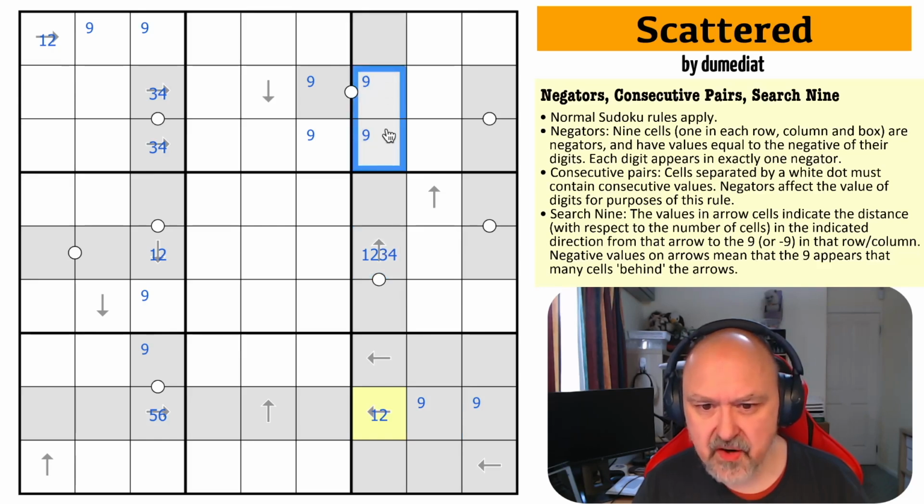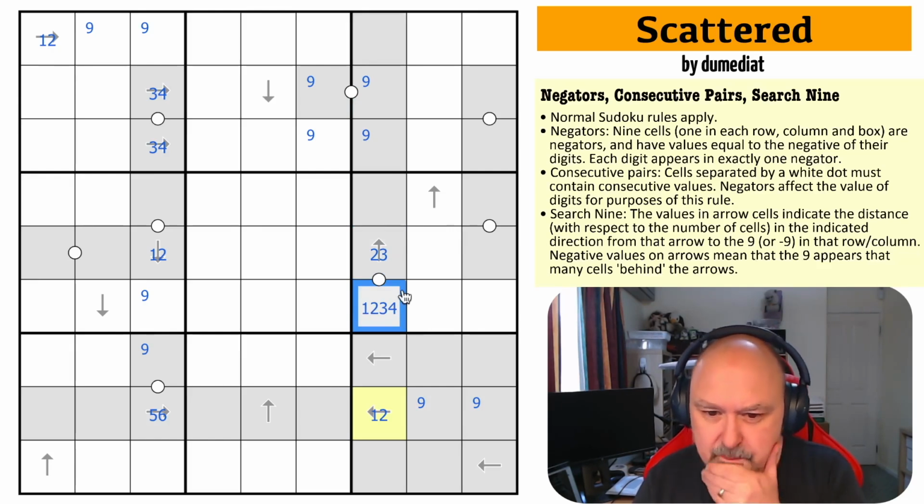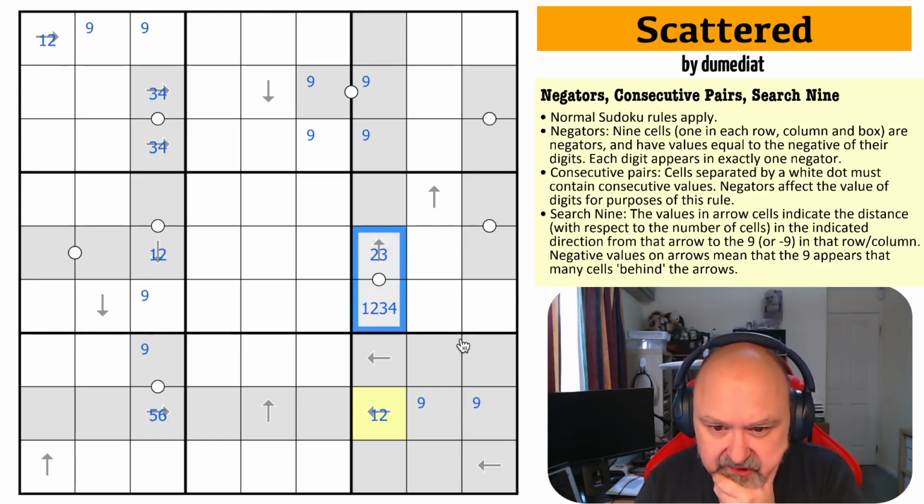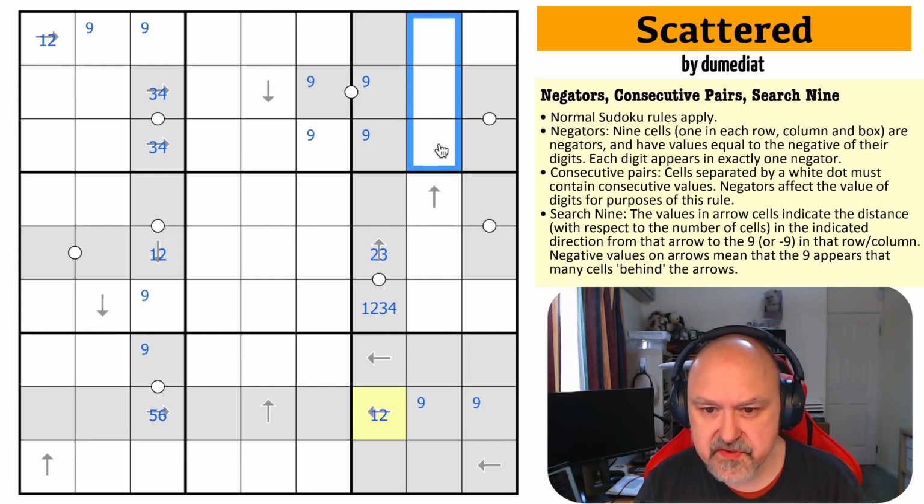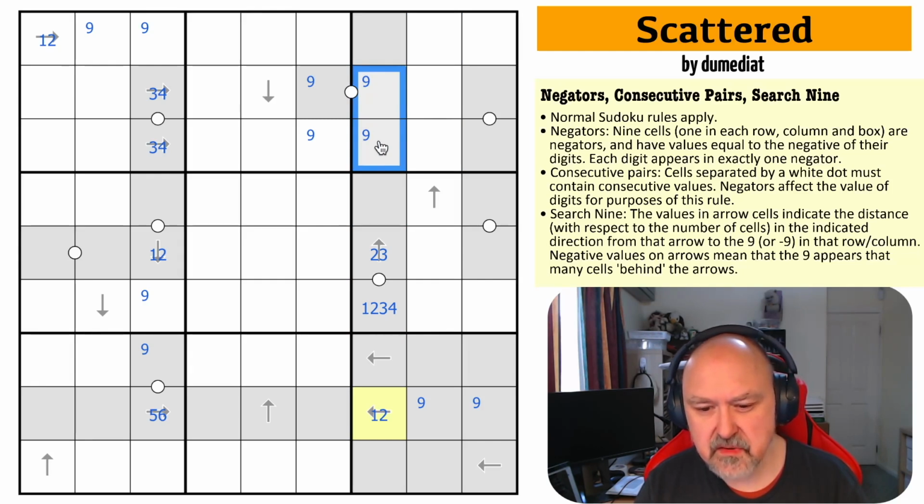Hang on, 9 is up here. This is not 1 or 4. This is 2 or 3. This is 1, 2, 3, or 4 because it has to be consecutive with the 2 or the 3. Nine can't be in any of those because 9 is in here in this box. Is that correct? Yeah, this 9 rules 9 out of those, and the fact that 9 is in those means I can't put 9 in any of those. 9 is not in those.